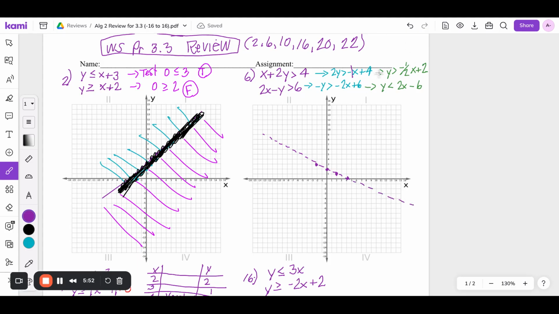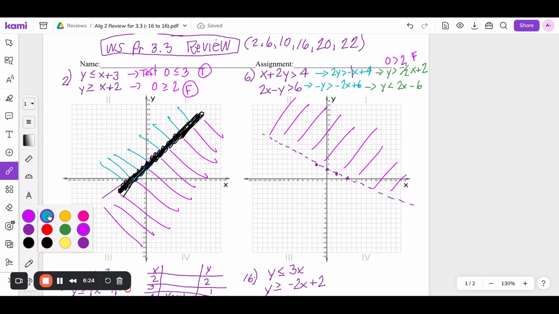And now I'm going to test 0, 0. So let me do that, in a different color. I'm going to put a 0 in for y. Bigger than negative half times 0 is 0, plus 2 is 2. Is 0 bigger than 2? No, that's a false statement. So because that's false, I'm not shading down below here. I have to shade on the other side. Okay? I'm not going to color this in all the way because that's just a waste of time.